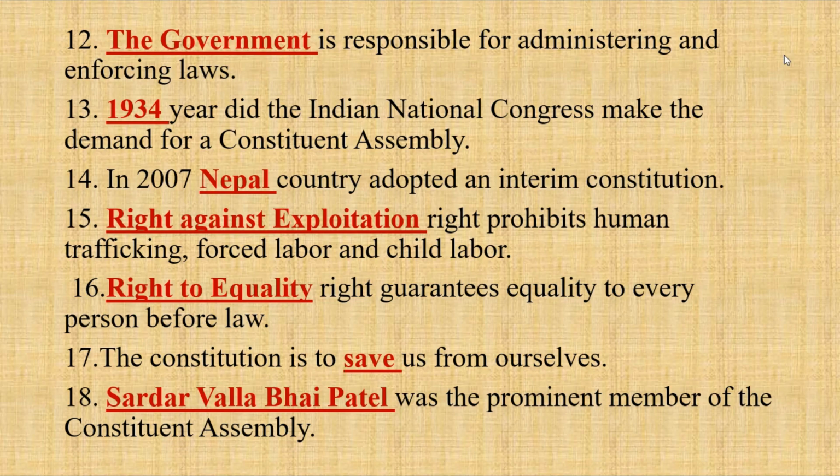The right against exploitation prohibits, that is bans, human trafficking, forced labor and child labor. Human trafficking refers to illegal trade in human beings, particularly women and children. The Indian Constitution prohibits children under 14 years of age from working.